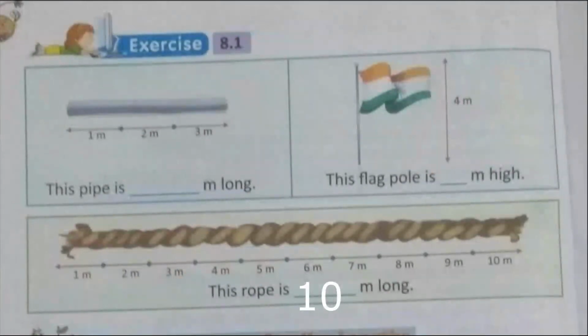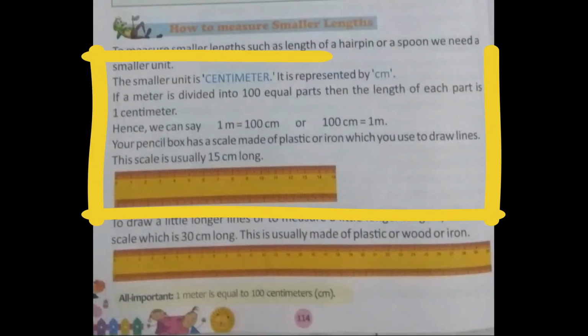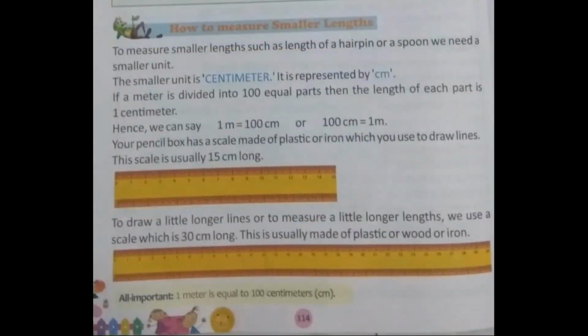So in this manner, beta, using a meter scale or meter tape, we measure different types of things. Whenever we want to measure length, we use meter if it is a little big. अगर हम किसी थोड़ी बड़ी चीज को मेजर करने वाले हैं तो हम किससे मेजर करते हैं? हम मीटर स्केल से मेजर करते हैं. ठीक है, मीटर किससे रिप्रेजेंट होता है? मीटर m से रिप्रेजेंट किया जाता है.